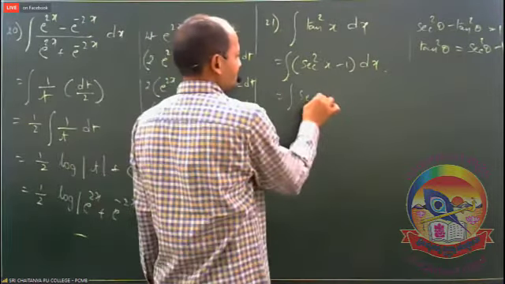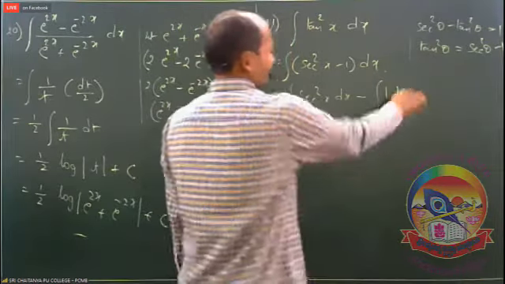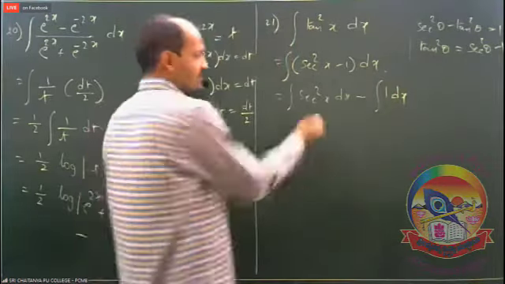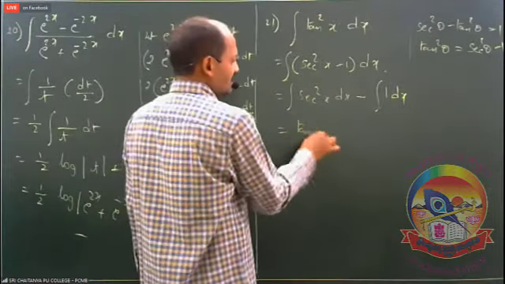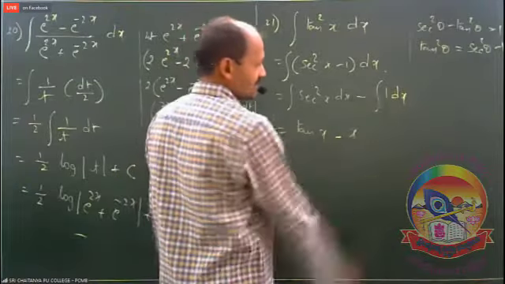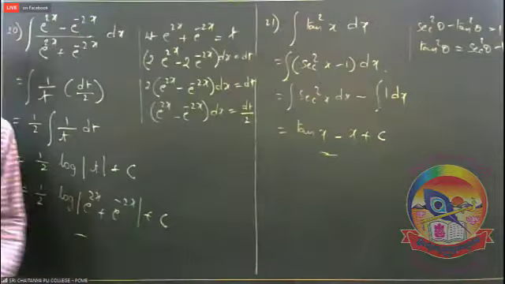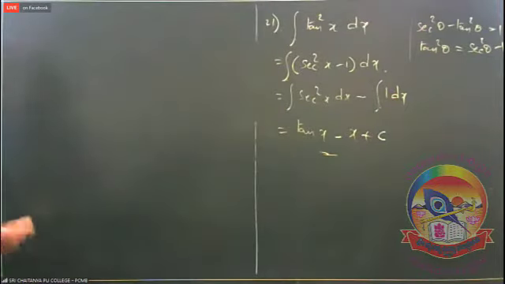Integral of secant square x dx minus integral of 1 dx. What is the formula for the integral of secant square? That is tan x, minus integral of 1, that is x, plus c. Okay, write down the next question.